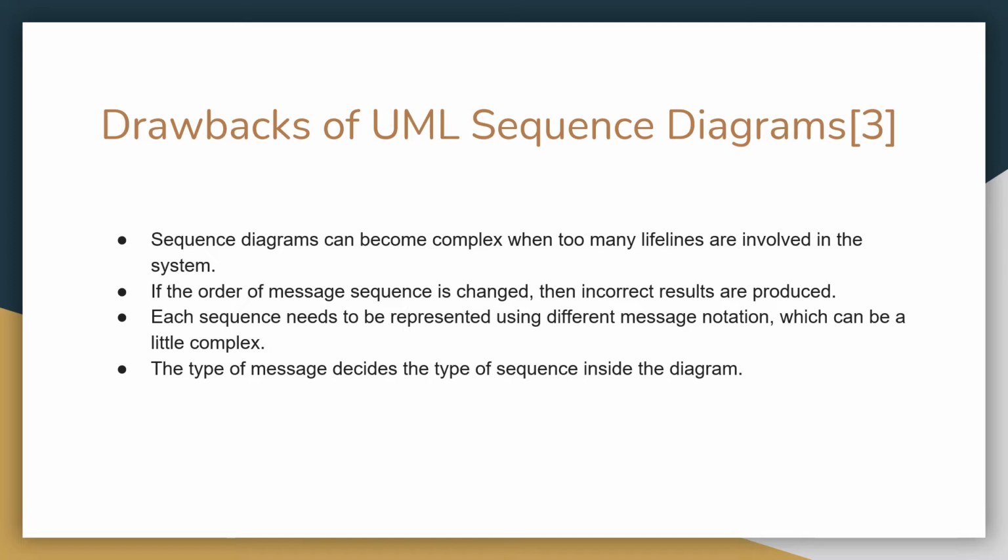There are a few drawbacks, of course, to a sequence diagram, like any other system. There may be too many lifelines, which makes the system complex, and this often happens in large projects. If you change the order of how a message is sent in a step, you have to make sure you make changes throughout the system as well. Otherwise, you may get an incorrect response or result. Each sequence needs to be represented using different message notations, which can be complex, and the type of message decides the type of sequence inside the diagram.